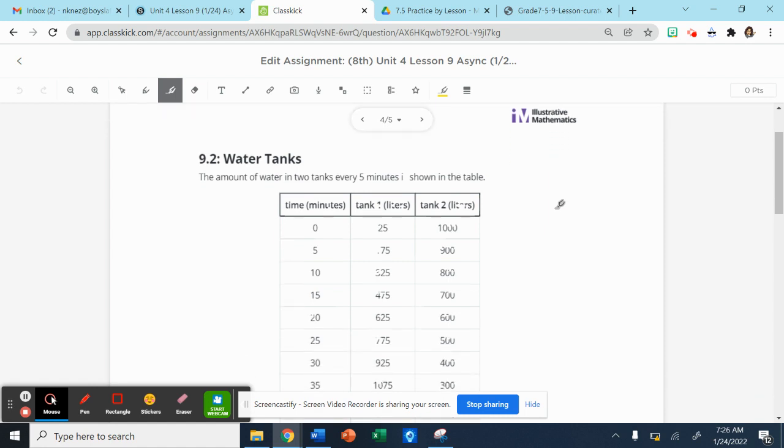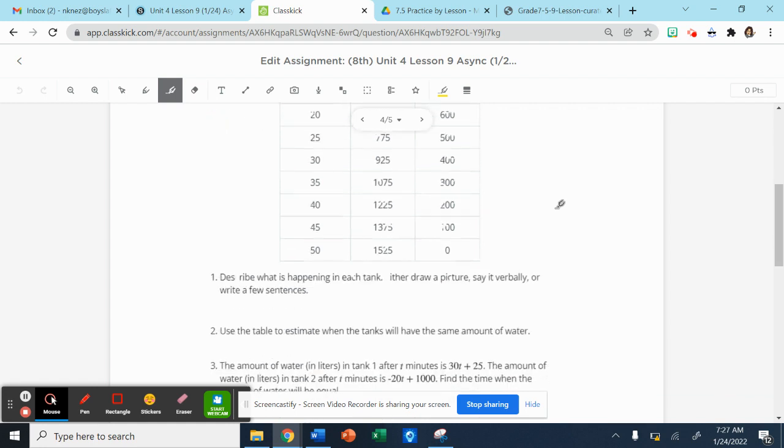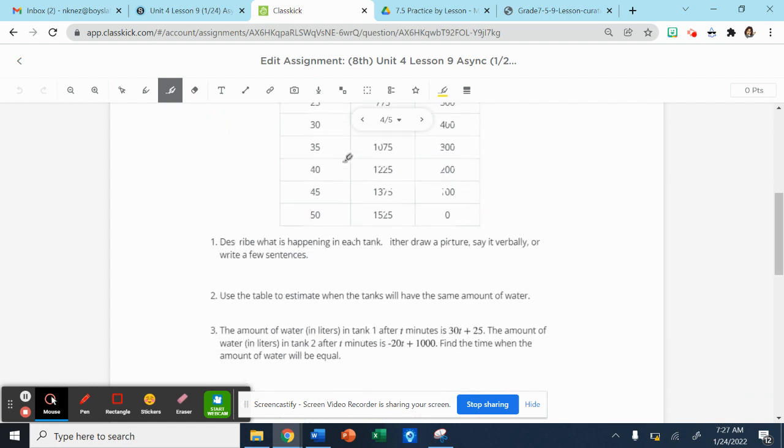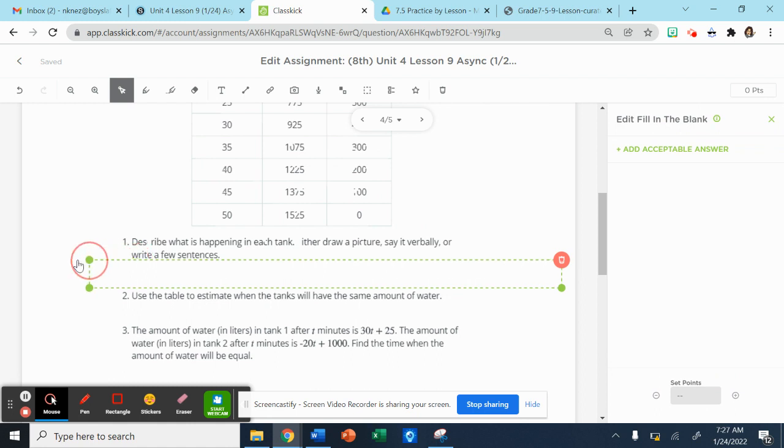Now, on slide 9.2, slide 4, activity 9.2, it says the amount of water in 2 tanks every 5 minutes is shown in the table. And you can see in the table what's happening in tank 1, that's the second column, and tank 2, that's the third column. And question 1 says, describe what is happening in each tank. Either draw a picture, say it verbally, or write a few sentences. So I want you to tell me what is happening in each tank in question 1. So go ahead and pause this video and answer question 1.